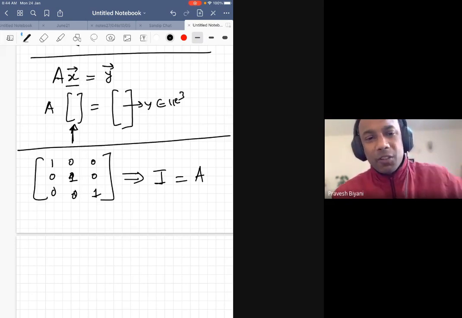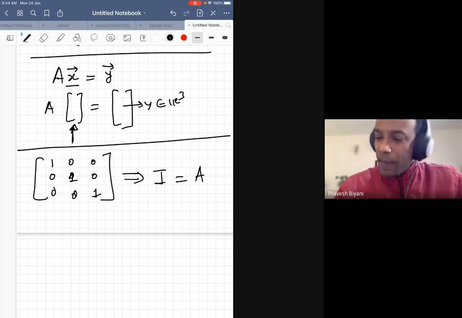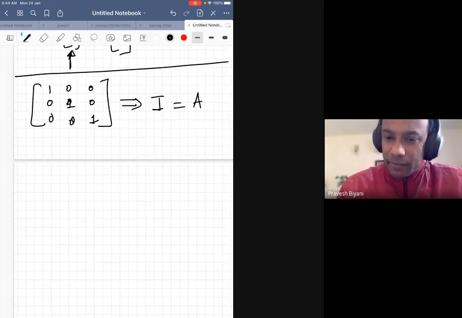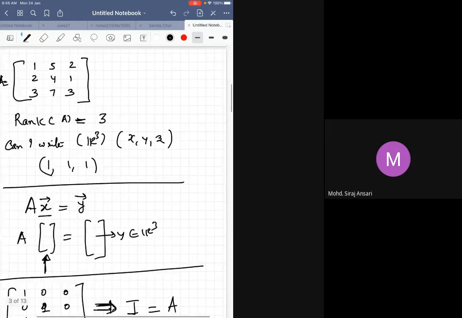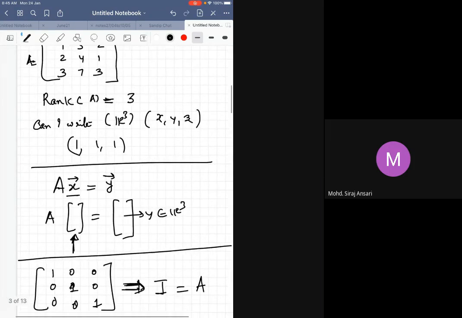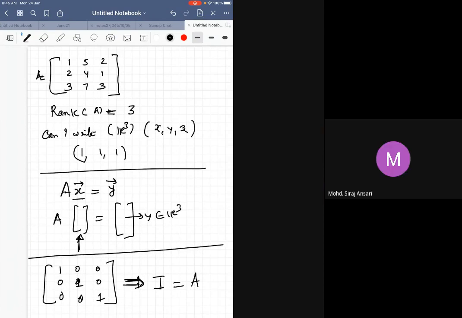I hope nobody has a question on this one. This is clear, right? Basically all my coordinates. Yeah, Siraj, question? Sir, when A was 1, 2, 3, 5, 4, 7, we said the column space of A is the entire R3. If A is a 4 by 4 matrix, how are we saying that the column space of A is the entire R3 just because we have 3 basis vectors, or is there some other reason?